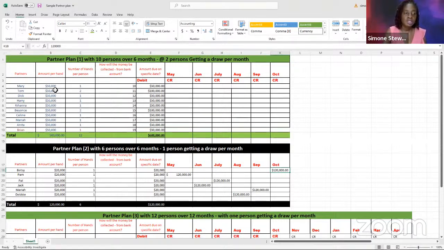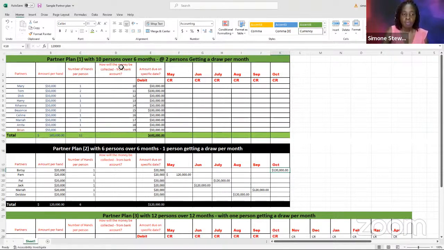Now, if each person is coming with $50,000, at 12 hands, it means that the draw per month is going to be 300,000. Because if you were to multiply the 50,000 amongst 12 persons, you are going to get 600,000. However, we want to split it. We want to do it over 6 months.